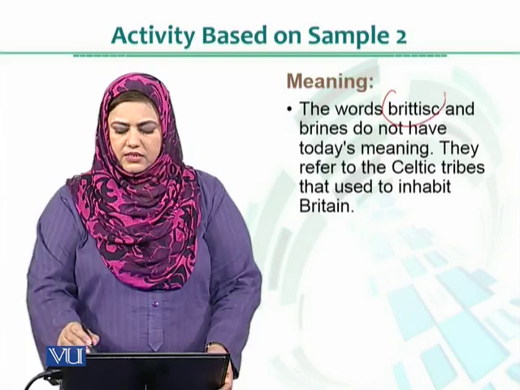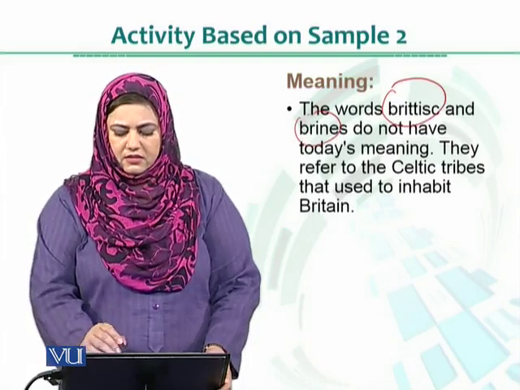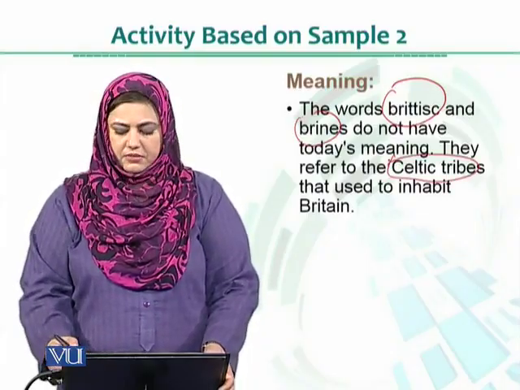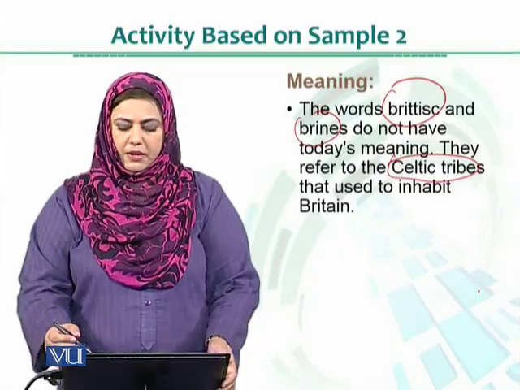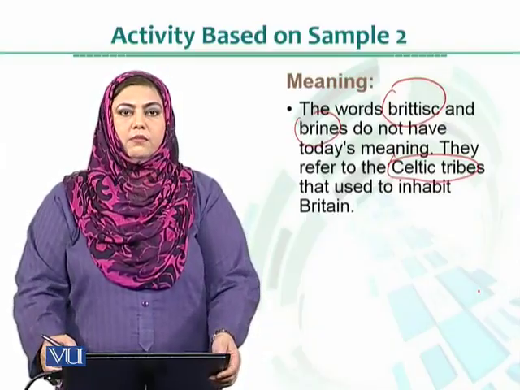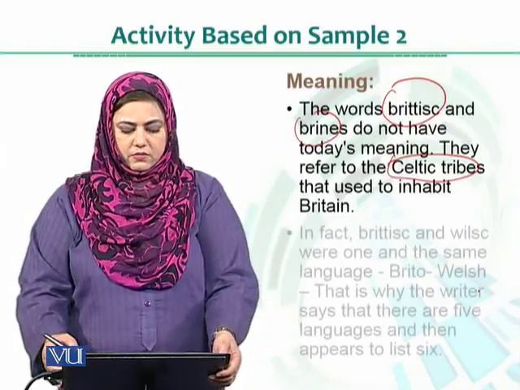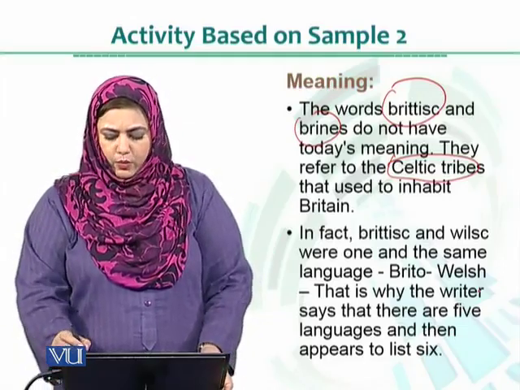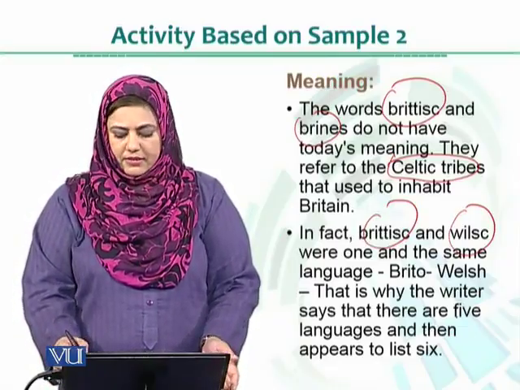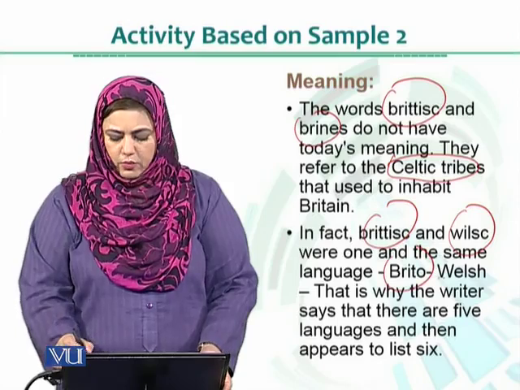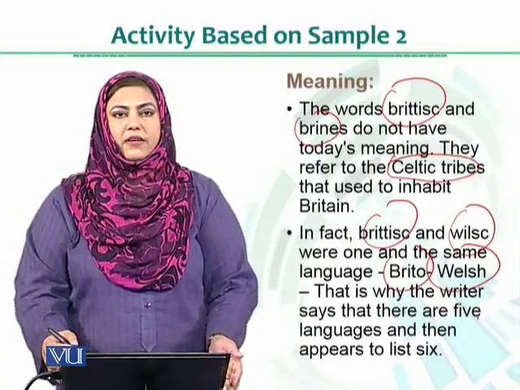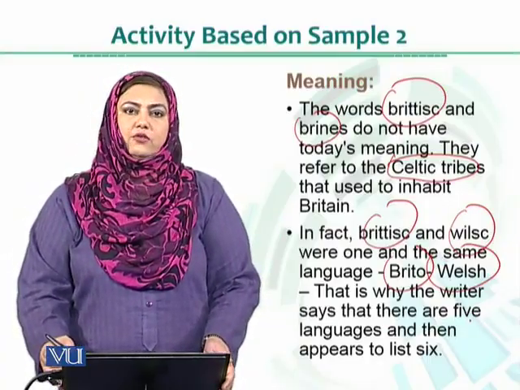For example, the words British and Brines do not have today's meanings. They refer to the Celtic tribes of those times who lived in Britain, but today British means a particular connotation we have of the word, not the Celtic tribes as such. In fact, British and Welsh were one and the same language items, which meant the same. The Brito-Welsh, that is why the writer says that there are 5 languages, and then when we look at the list in the text, there are actually 6.